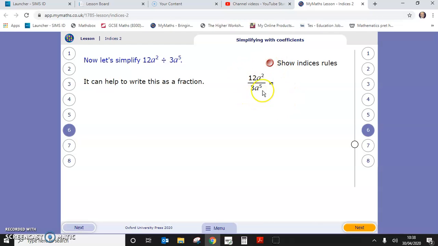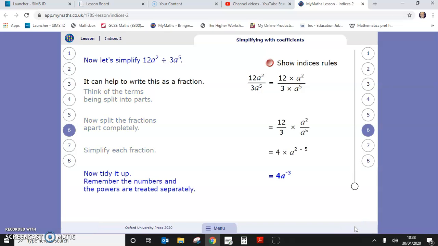Division is exactly the same, but using the subtraction rule. So how many 3's go into 12? 3 goes into 12 4 times. And then we've got a squared on the top, and we've got a to the power of 5 on the bottom. So again, I'm taking this away, so don't fall into the trap of taking it away incorrectly. It ends up being 4a to the negative 3. Now remember, we can tidy that up by taking the negative 3 out. My base number is a, and it would be 4 over a to the power of 3.